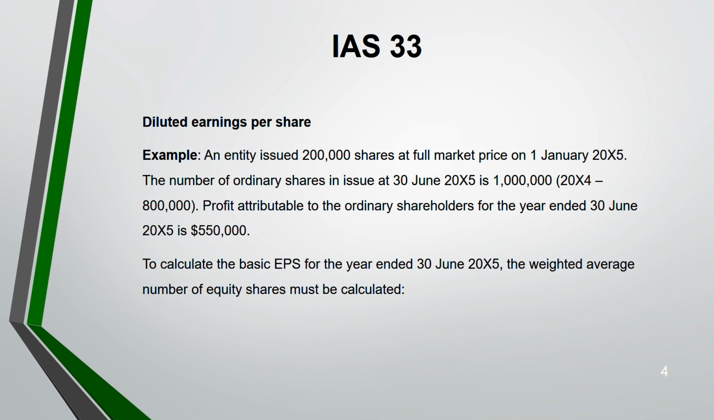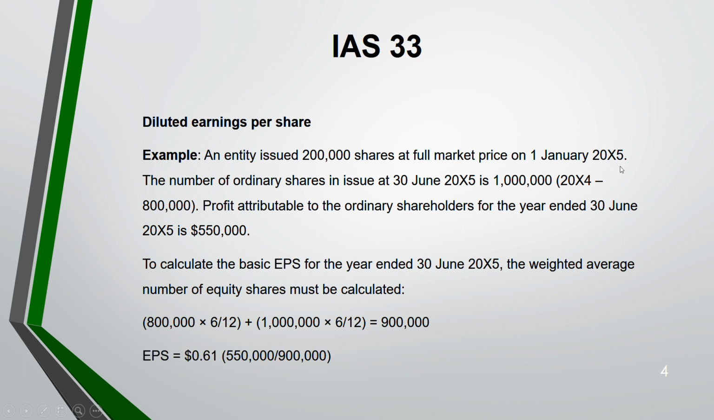Now, to calculate the basic EPS, your weighted average number of shares is this. From Jan to June, that means for the first 6 months, you have 200,000 shares already. Sorry, 800,000, because you have issued 800,000. So 800,000 for the 6 months. Thereafter, you will be having 1 million, from 30th June till December, so 1 million for 6 months. So you add both, it's 900,000 shares. Profit remains the same, 550,000. So 550 divided by the weighted average number of shares, which is 900,000. Now your EPS is 0.61.